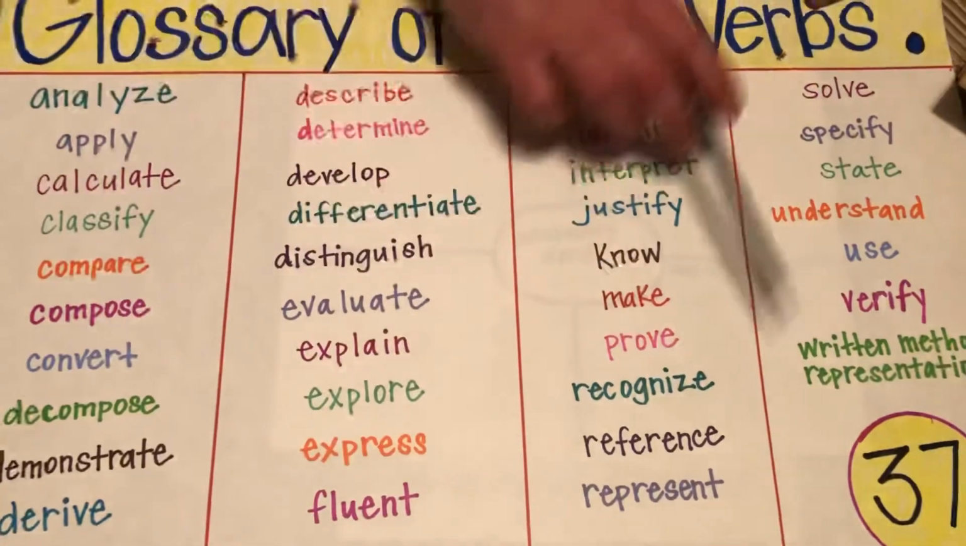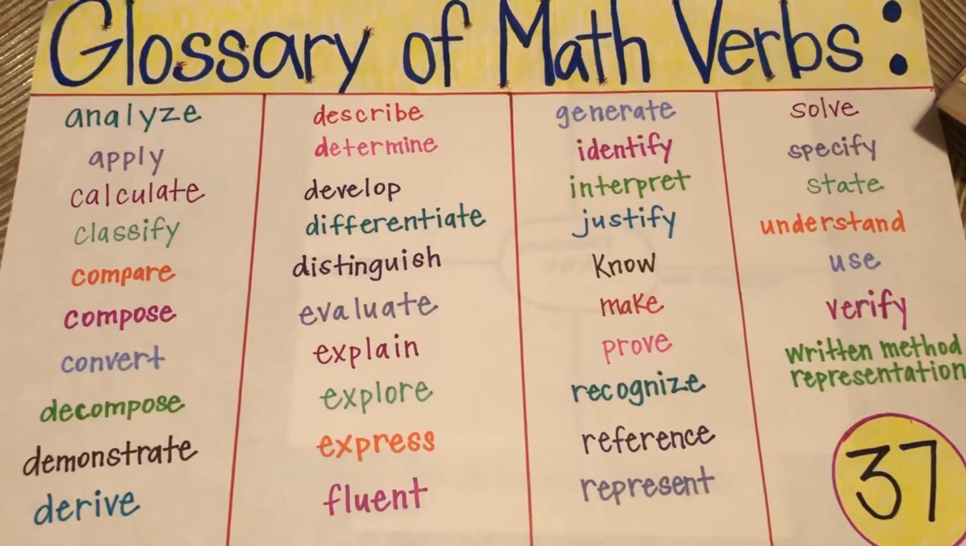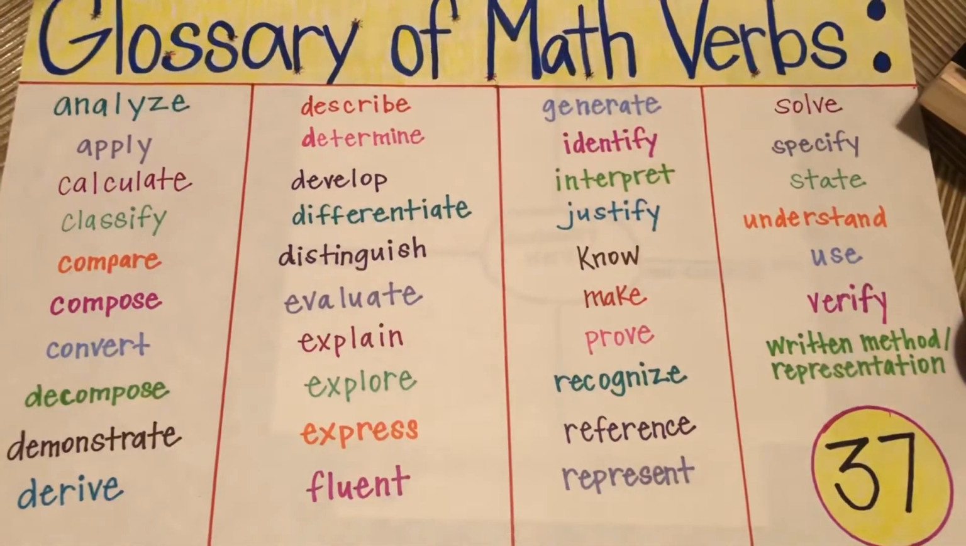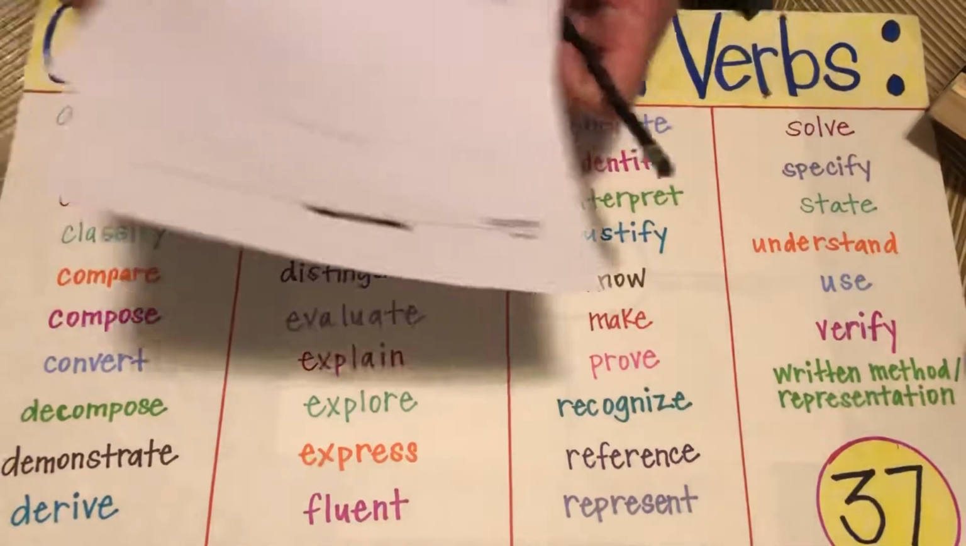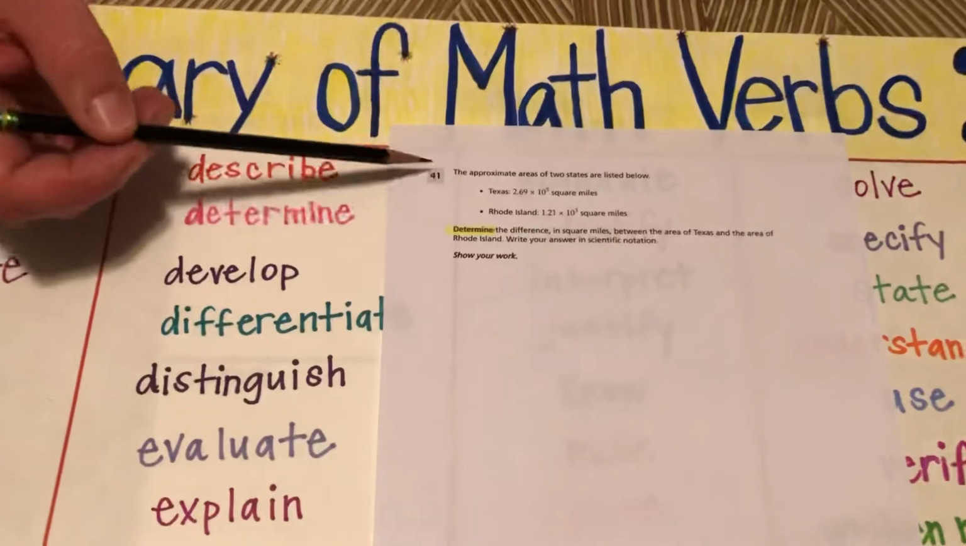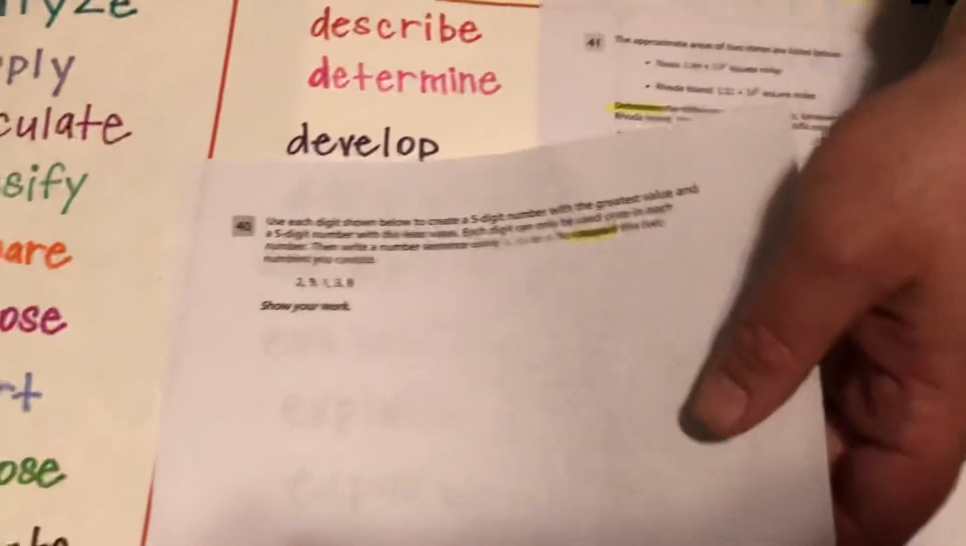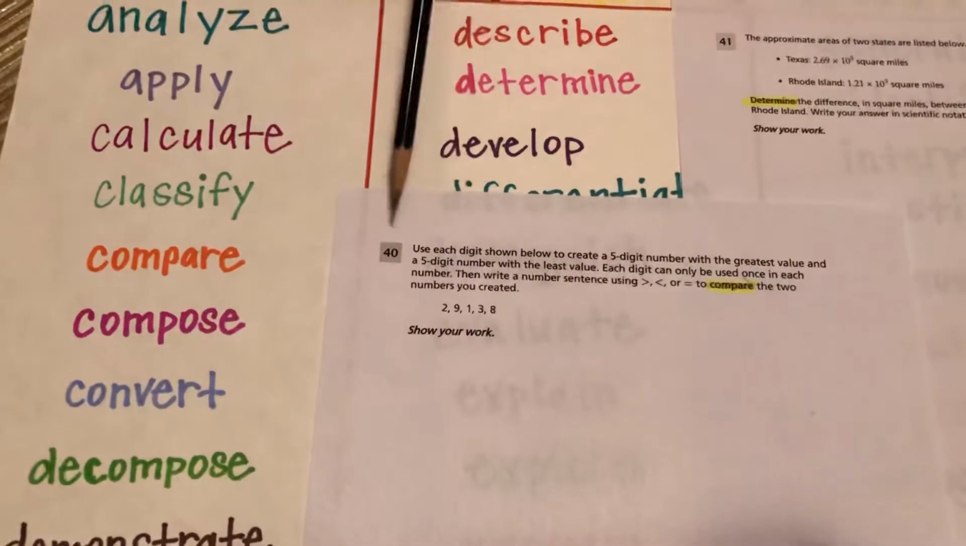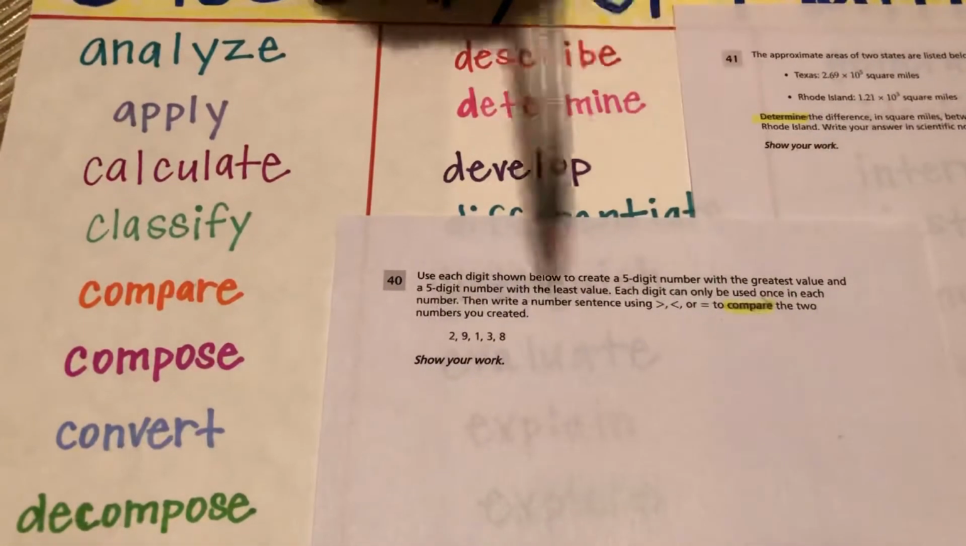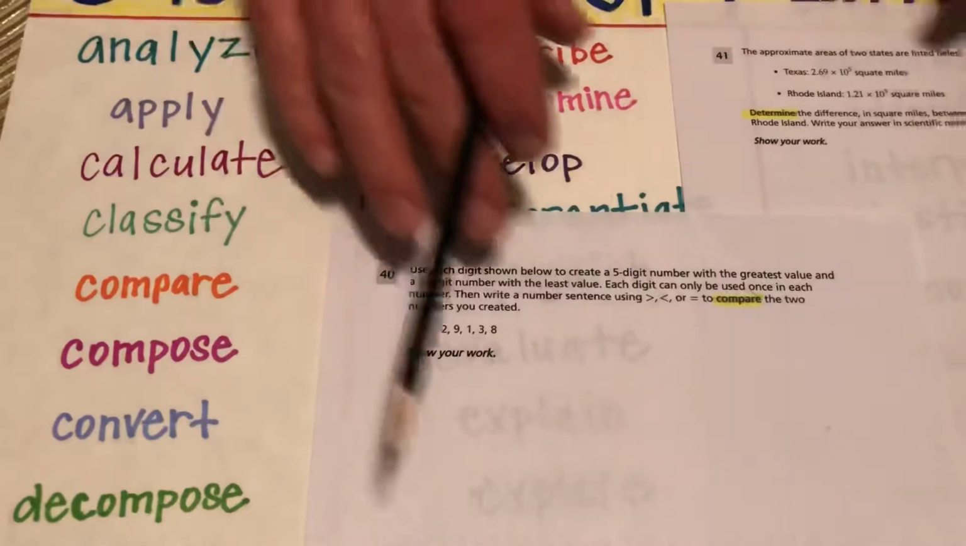But we're lucky because New York State has produced a glossary of math verbs. There's 37 verbs that your child must know to master things like state assessments, where these show up, such as the word determine. Here it was number 41 on last year's assessment: determine the difference in square miles. And here's another assessment example from last year. Question 40 had the students compare the two numbers you created, and there's compare on our list.